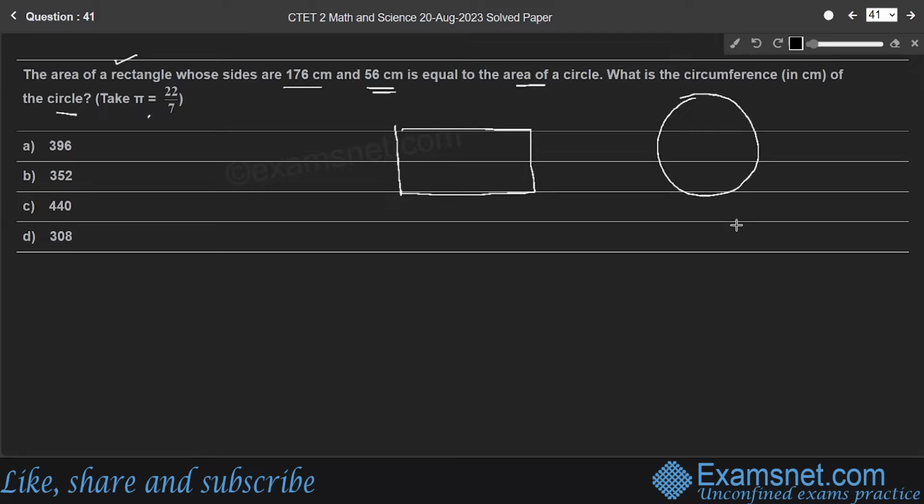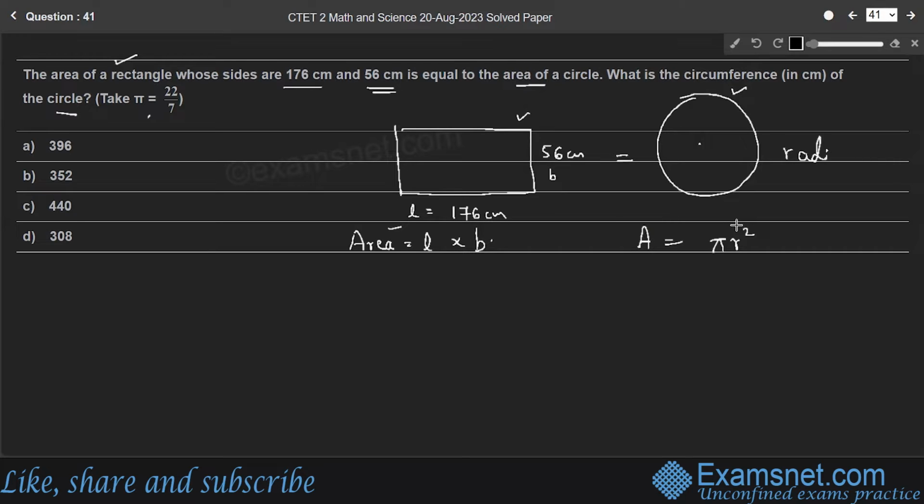So the sides of the rectangle are given, 176 centimeter and 56 centimeter. Right? So these are the length and breadth of the rectangle, and we'll find the area of the rectangle. Since the area of the rectangle is equal to the area of the circle, we'll equate them. We know that the area of the circle is pi r square, and the area of the rectangle is length into breadth. If both the areas are equal, we can equate the area to pi r square. So we can find the value of the radius, right?